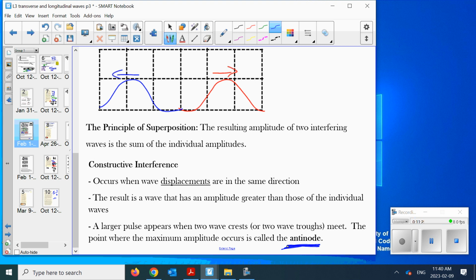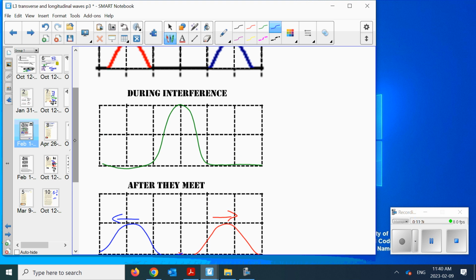Now, we're going to use the word antinode. You better know what's the first. Yes, the answer.